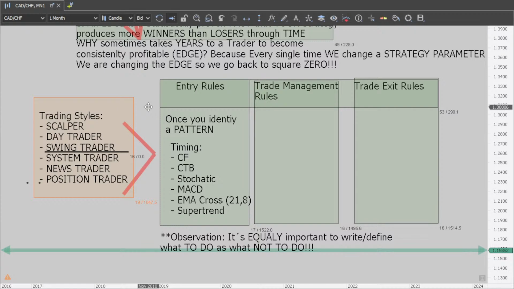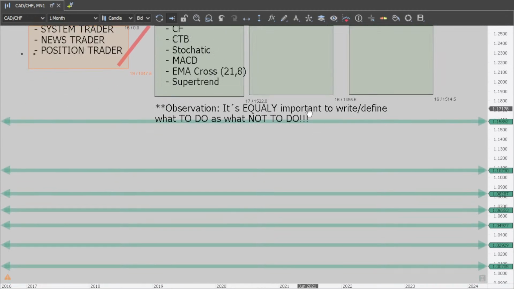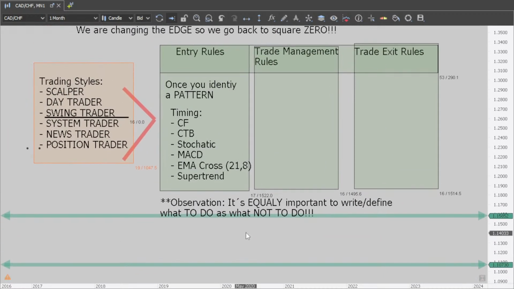We clarify to you that a scalping trading strategy is going to have different rules compared to a day trader's strategy, compared to a swing trader strategy, compared to a system trader strategy, and so on and so on and so on. So question number 1, how is your strategy build going? Number 2, do you have any questions about entry? And remember, there is no right or wrong. And observation, it is equally important to define what to do as what not to do.